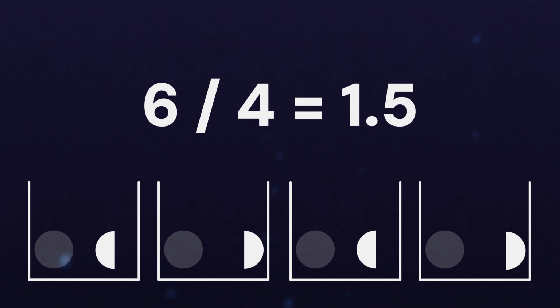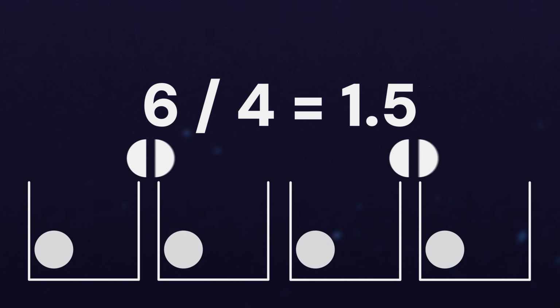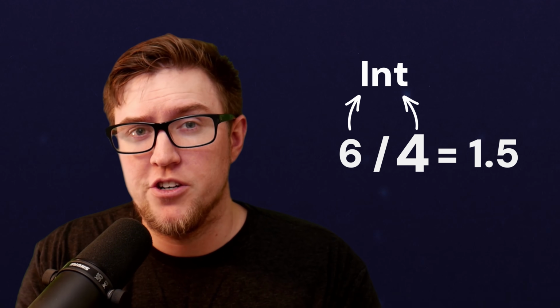Because it goes into 6 once, then we're left with a remainder of 2, and 2 divided by 4 is 0.5. So in all of these examples, we divided one integer by another integer, and we were actually left with, at least in the case of the last example, a fractional part, which isn't an integer. In Python, it's called a float, or in a language like C, it might be called a double. So what is floor division?